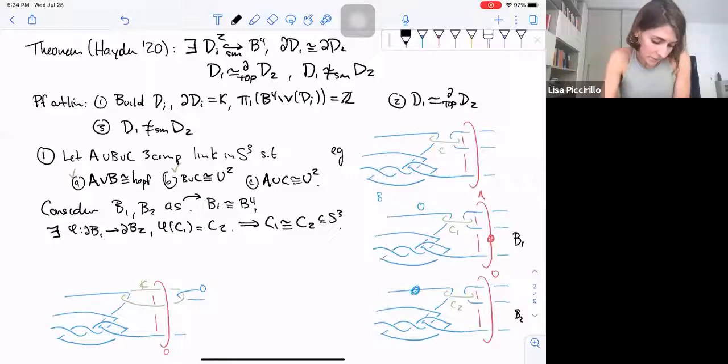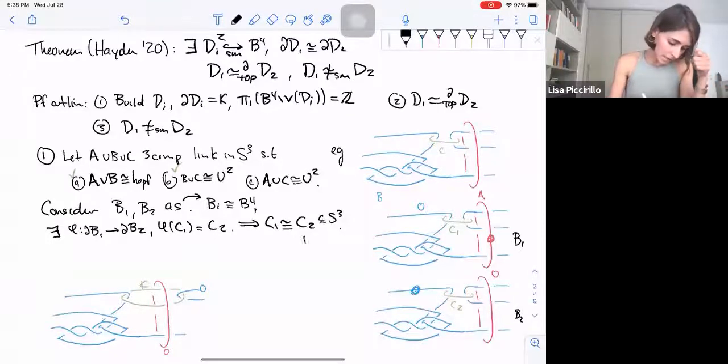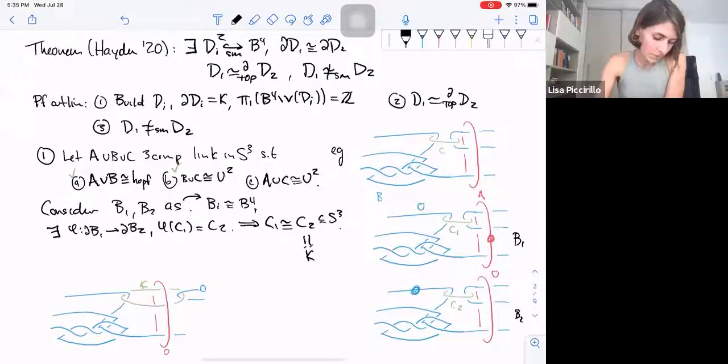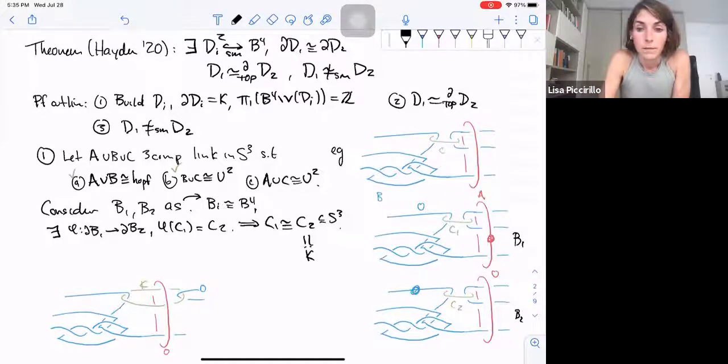So far, what I claim we've done with this three-component link is we've used it to draw two funny pictures of the four ball, and we've picked out a curve in the boundary of each of those funny looking four balls. And we've decided that those two curves are the same knot in S3. Let me give that knot a name. It's going to be K. And let me check in for questions there. Okay, great. Kyle's making my life easy.